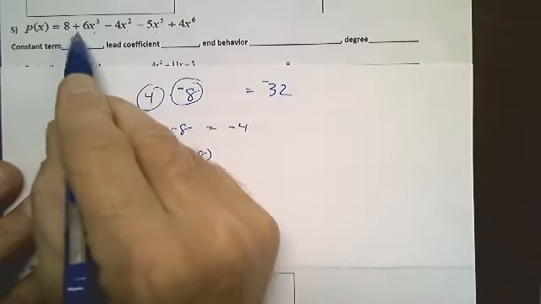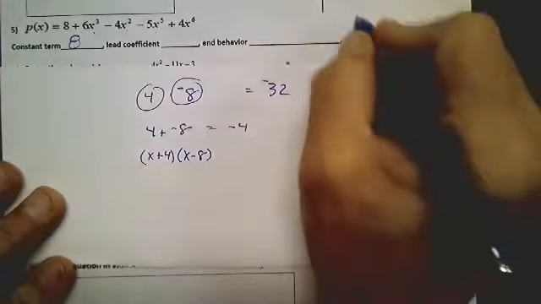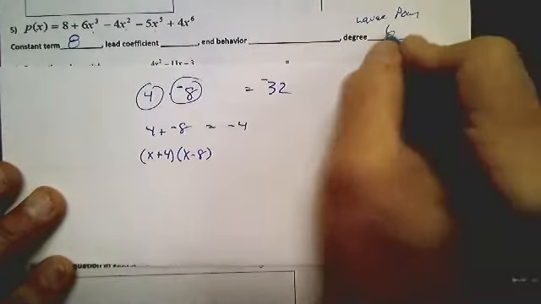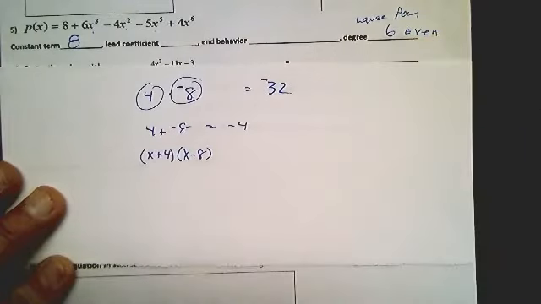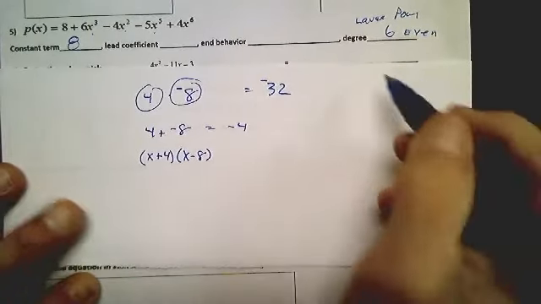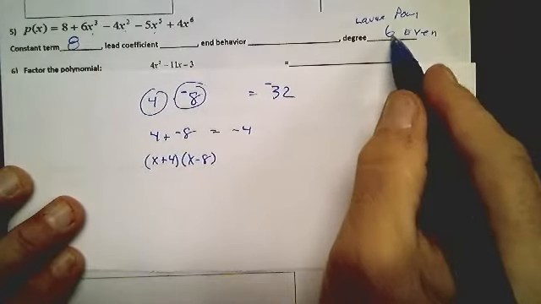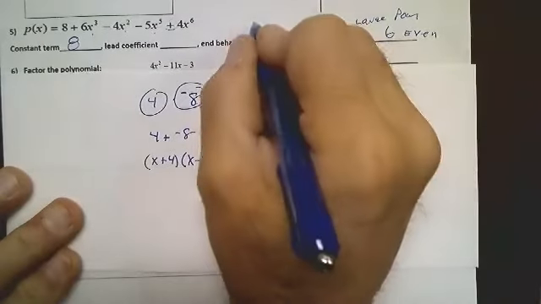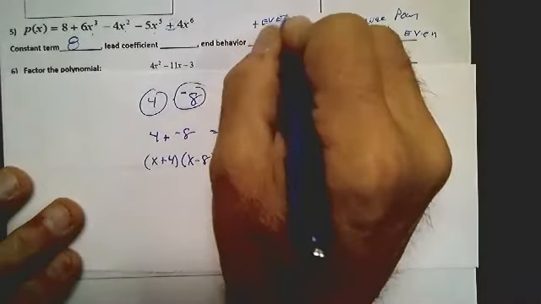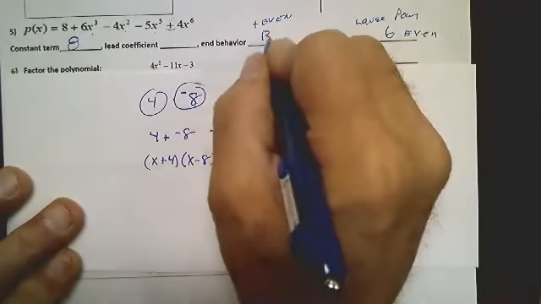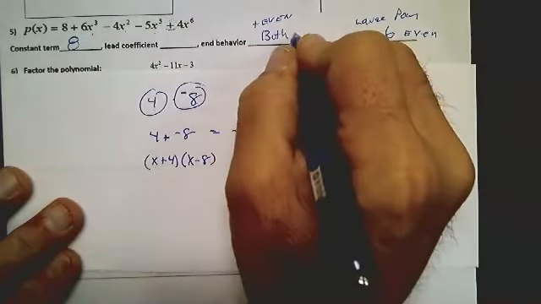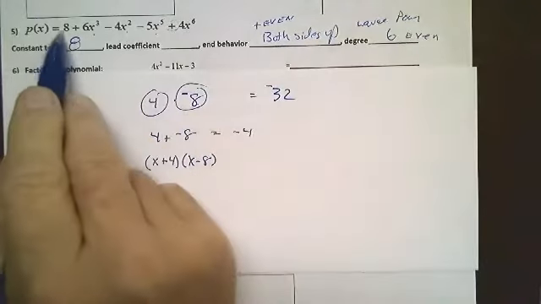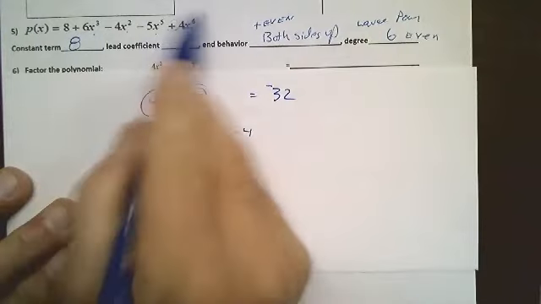Lead coefficient. You got to find the degree first. Large power. Large power is 6. Hey, I know 6 is even. If 6 is even, it's positive even. That's positive right there. See, there's a little plus sign right there. So we say positive, even, both sides up. Lead coefficient? No, no, no. Right there. It has to go with whatever the degree is.